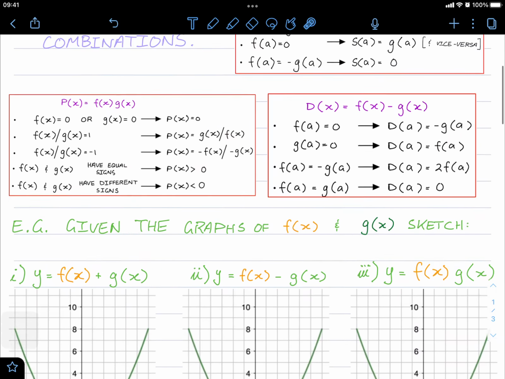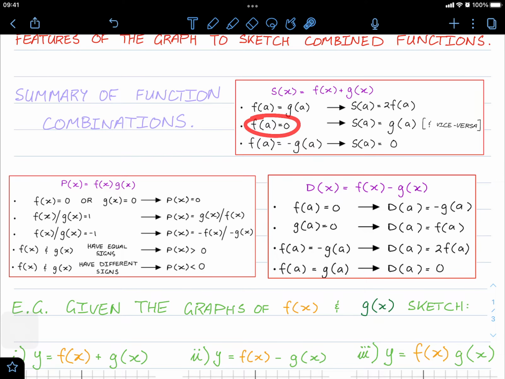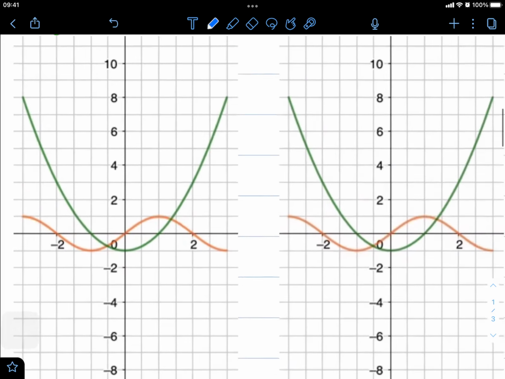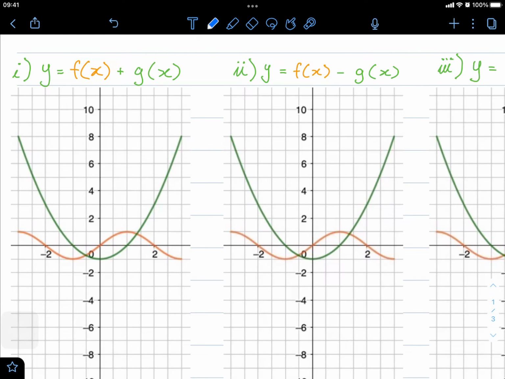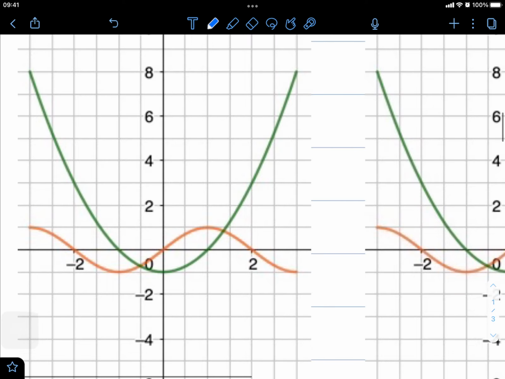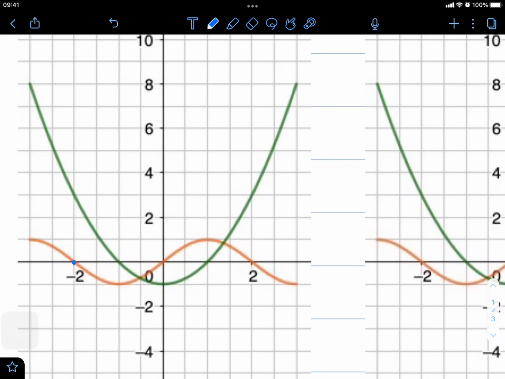For the sum of two functions, I actually like to find where there are zeros first in both functions, because where there are zeros, it will be equal to the point of the other one. I'll show you what I mean here. In this case, F is the orange and G is the green. So where there is a 0 in F, the combined function will be where G is, because 0 plus 3 is going to be 3.